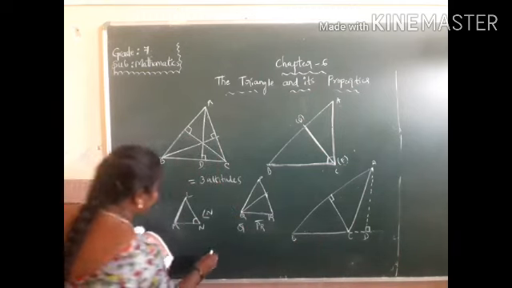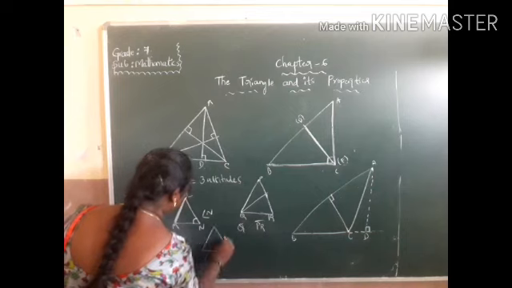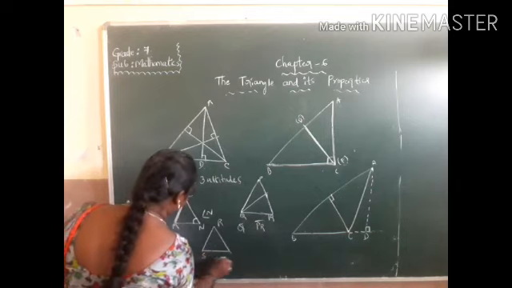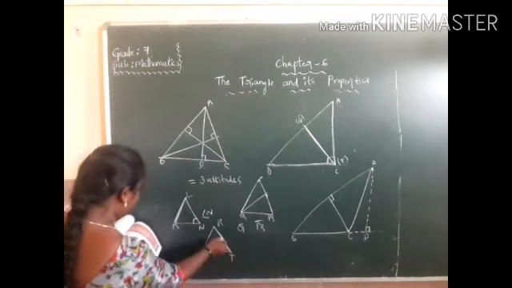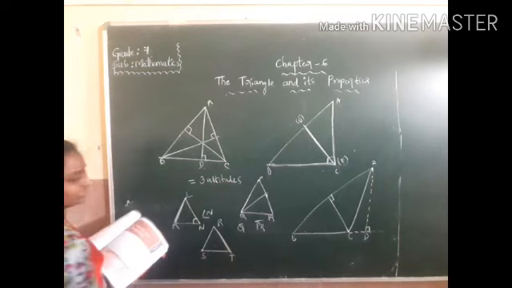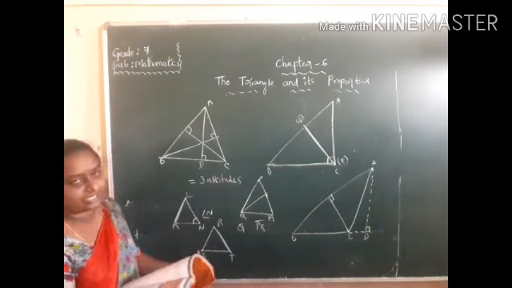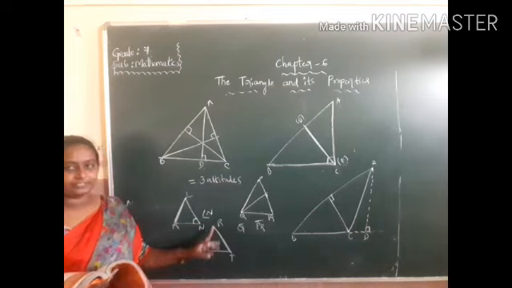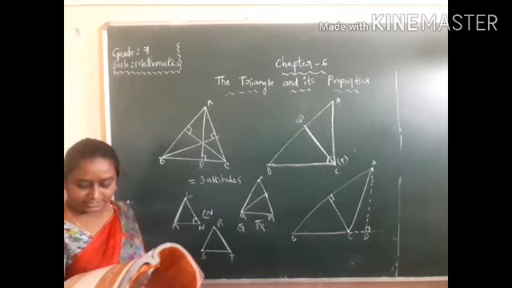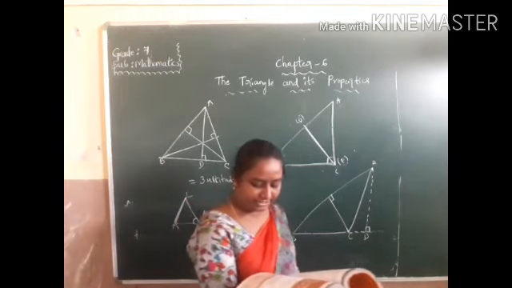Vertex opposite to the side RT. So draw a triangle RST. Okay, so RT is the side. What is the opposite vertex? Yes, S is the opposite vertex to the side RT. Okay, now you can do the third one.